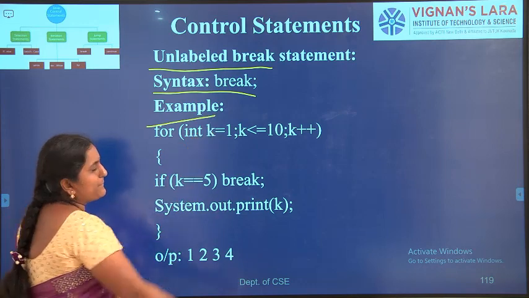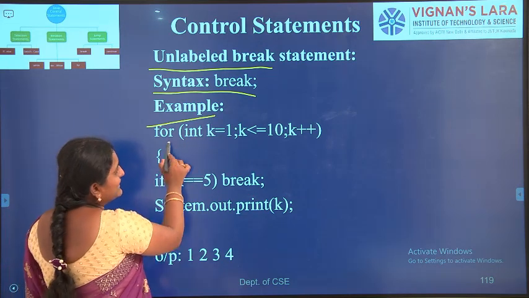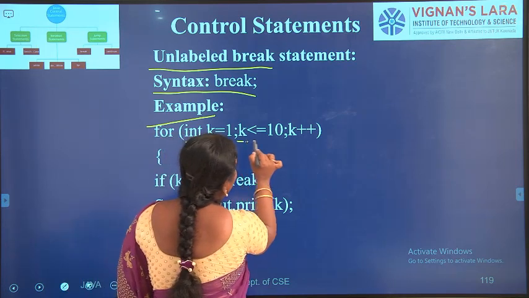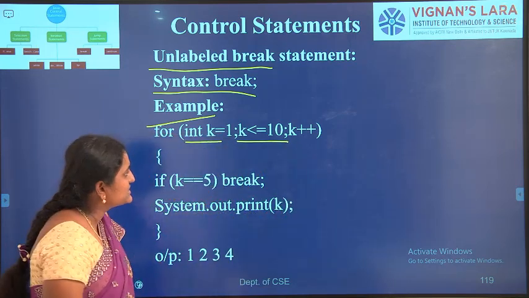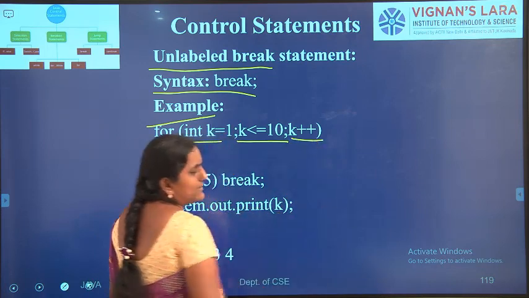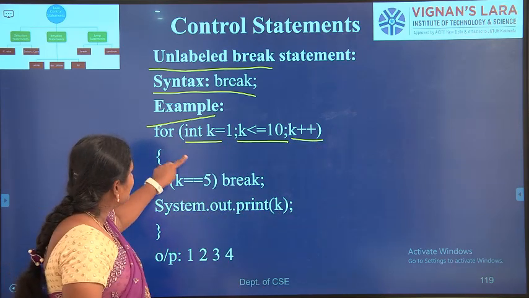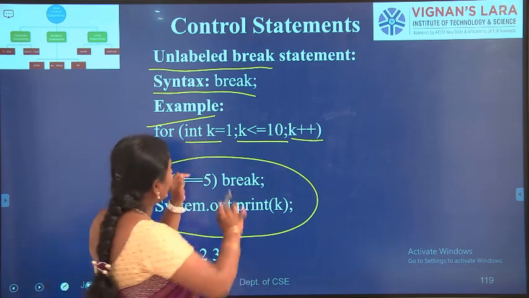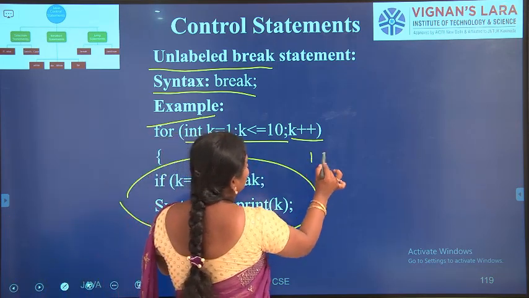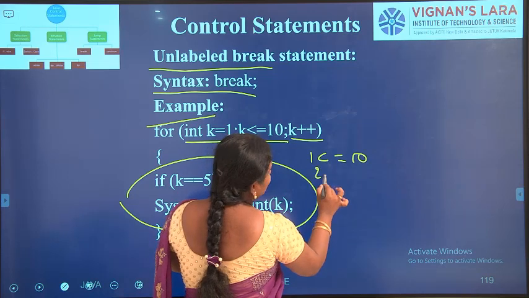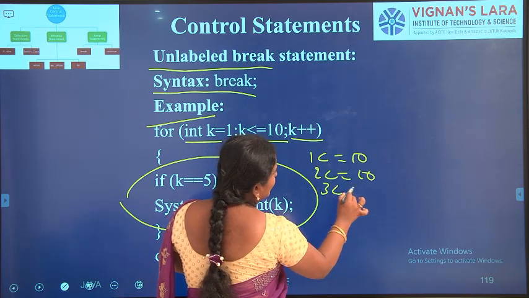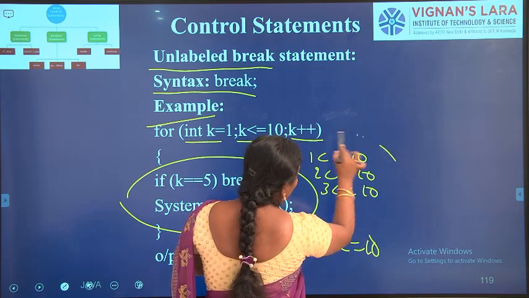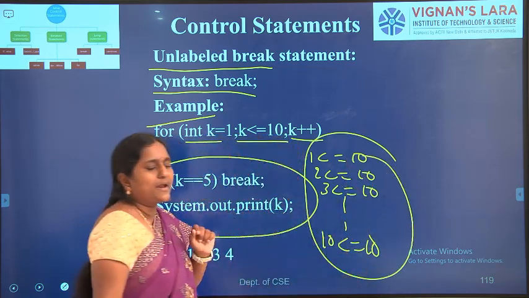Here is an example. For initialization, condition, increment or decrement. Next, the for body. Here the for loop can be iterated. Here k equal to 1, so 1 less than or equal to 10, 2 less than or equal to 10, 3 less than or equal to 10, and so on, 10 less than or equal to 10. So here the for loop can be iterated 10 times.